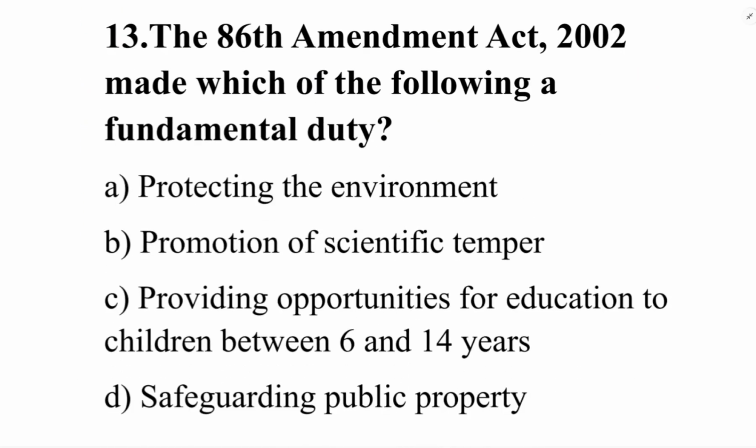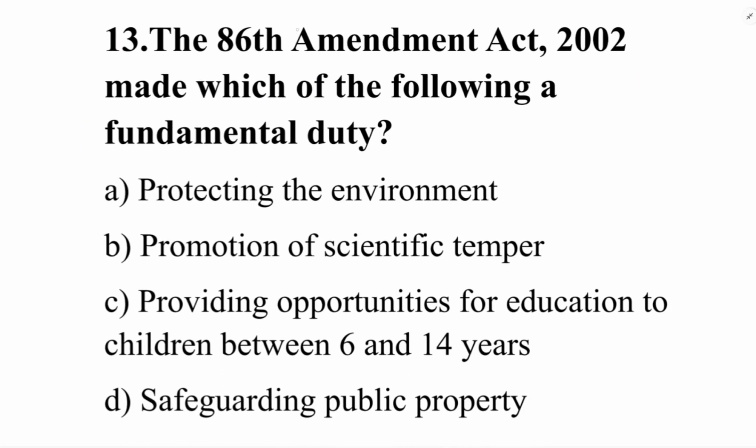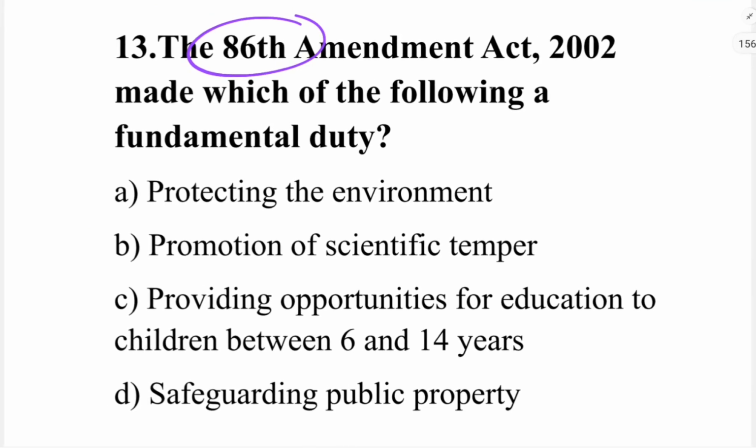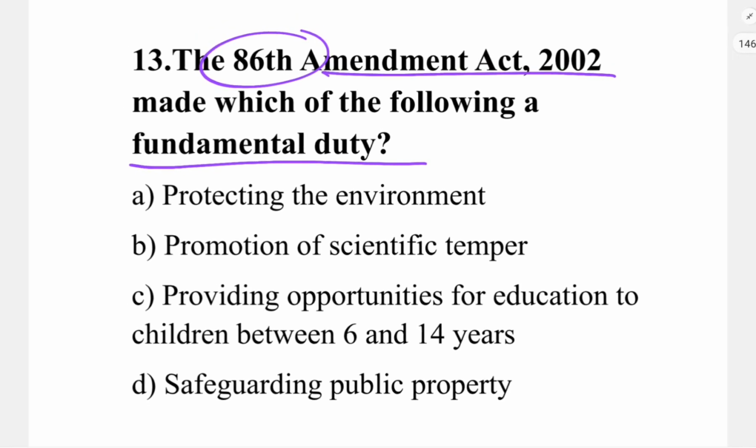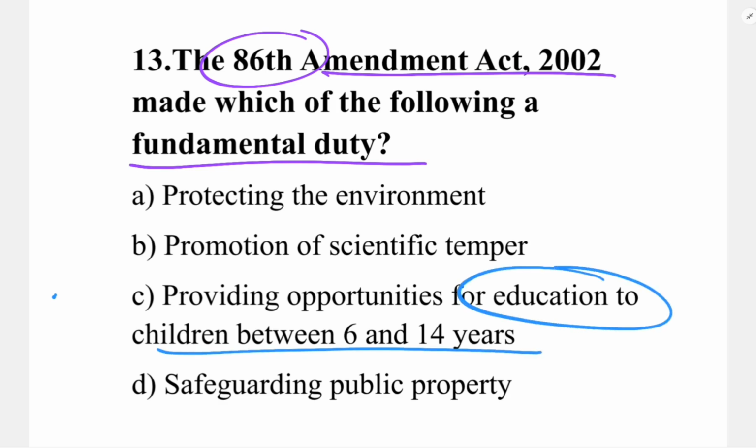Okay, we'll go for the next question. The 86th Amendment Act 2002 made which of the following a fundamental duty? Option A, protecting the environment. Option B, promotion of scientific temper. Option C, providing opportunities for education to children between 6 to 14 years. And option D, safeguarding public property. So the correct answer is providing opportunities for education to children between 6 to 14 years.